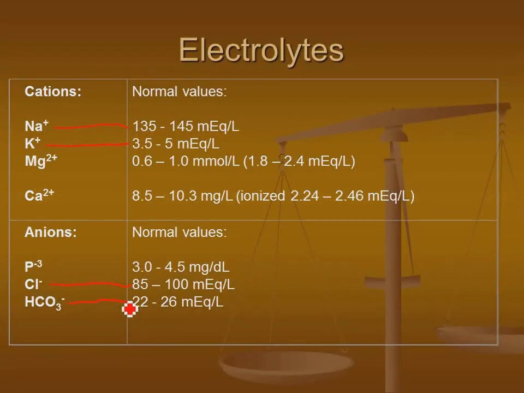What the hell is that? We don't want to know. Do you? No. It's the unit of measurement that I want you to know. I don't want you to know where it's derived from. It'll make you cry. But when we order an electrolyte panel as blood work on a person, those are the four primary electrolytes that we're looking at: sodium, potassium, chloride, and bicarbonate.